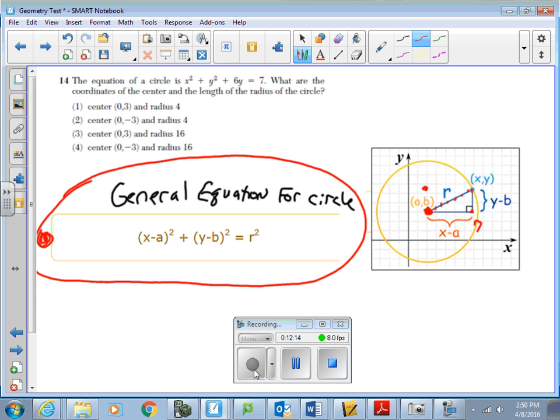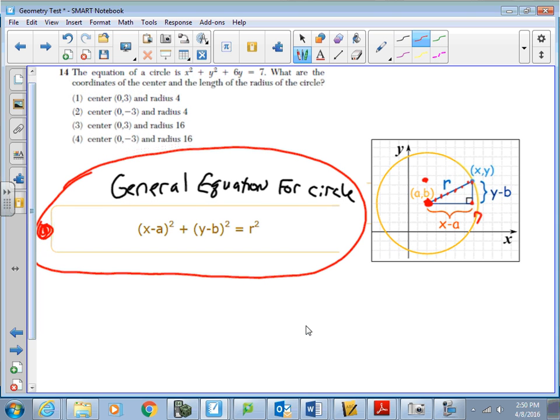Now, looking at our equation up here, it says the equation of a circle is x squared plus y squared plus 6y equals 7. What are the coordinates of the center and the length of the radius of the circle? So let's go ahead and figure this out. All right, so we need to complete the square. You guys who took algebra last year, which I'm assuming is everyone, we're going to complete the square. So we're going to do it for the y value.